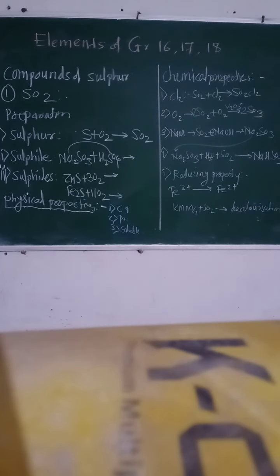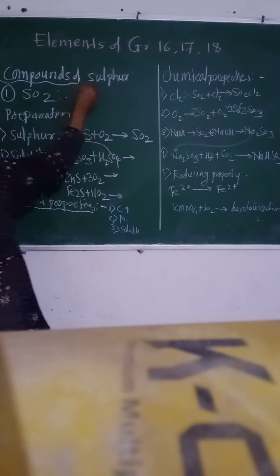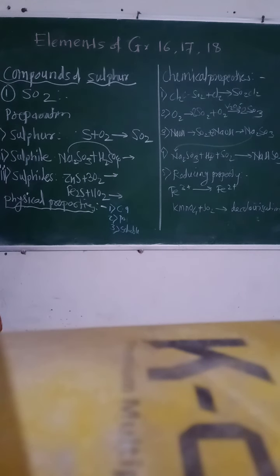Today we have to start the compounds of sulfur. Here is our second element in group number 16. First is oxygen, which has two forms, dioxygen and ozone. Today we have to study the compounds of sulfur.